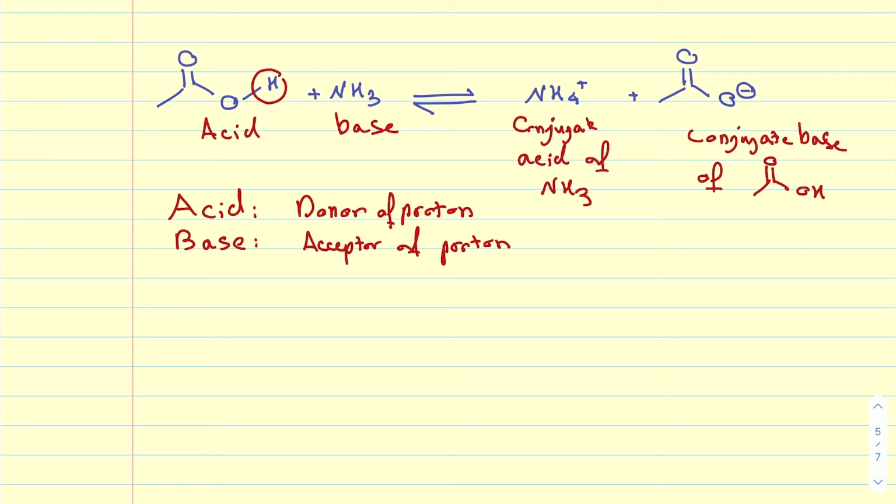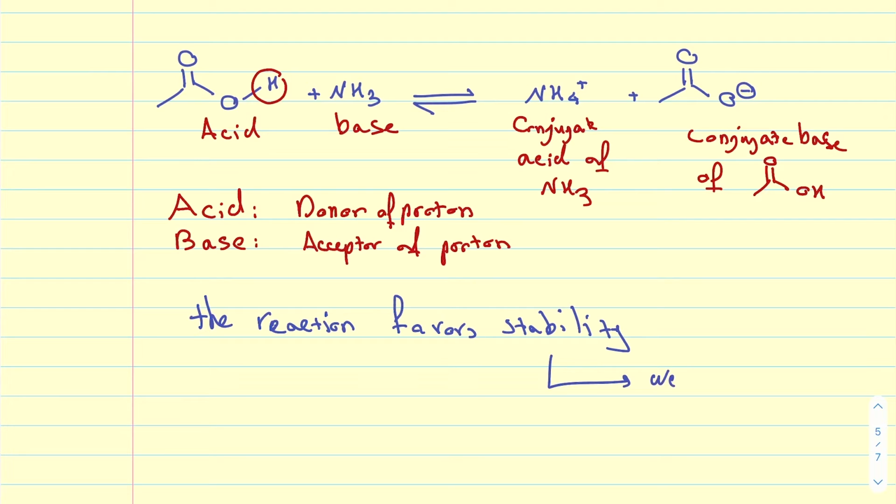Because this is an acid-base reaction going from left to right, and it's an acid-base reaction going from right to left, and it's an equilibrium reaction. How do I know which direction of the equilibrium is favored by the reaction? Well, the reaction favors stability. And stability lies with weaker acid and base.